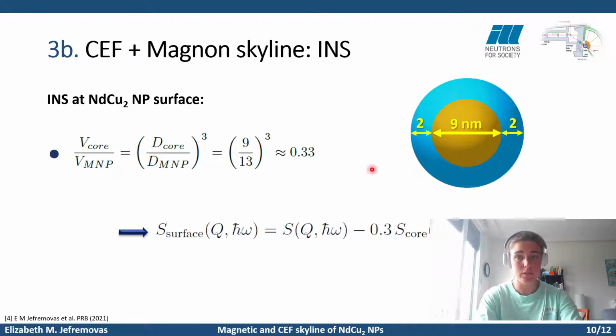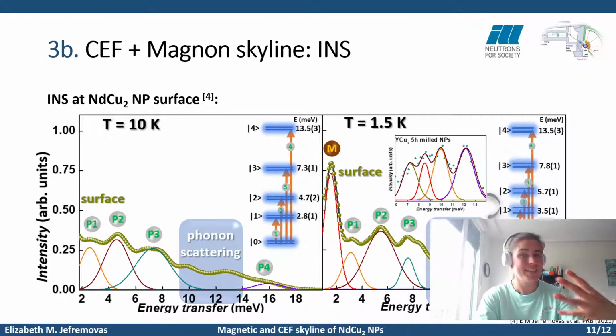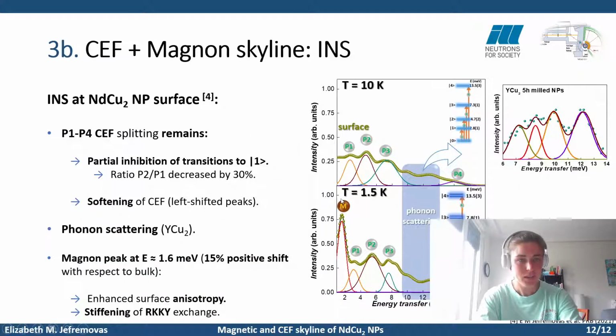To do so, we have assumed that our nanoparticles were formed by a core of about 9 nanometers and a surface of about 2 nanometers thickness, and we have subtracted the nanoparticle core weighted by the core to nanoparticle ratio from the total inelastic neutron scattering. And what we obtain is the INS, the inelastic neutron scattering stemming from the surface. And what we observe here is that these 4 crystalline electric field peaks remain in the paramagnetic region, and what is most important is that below the Néel transition, the magnon peak still remains.